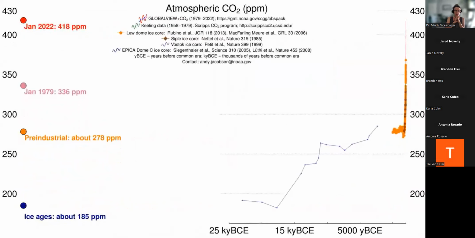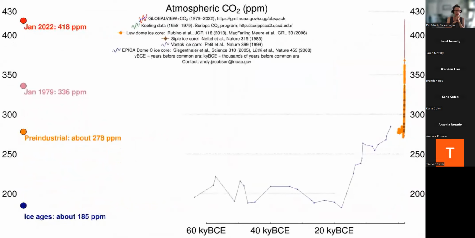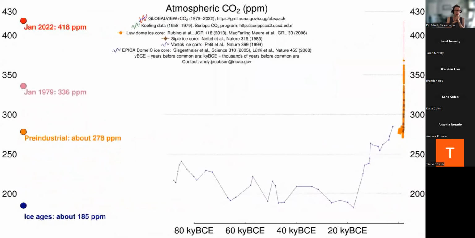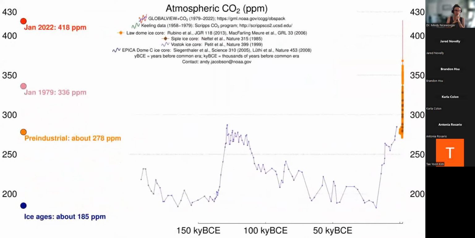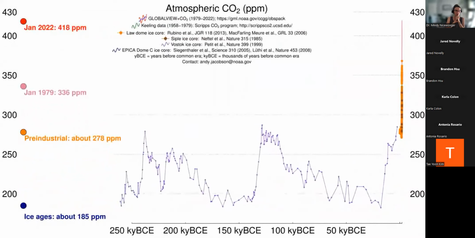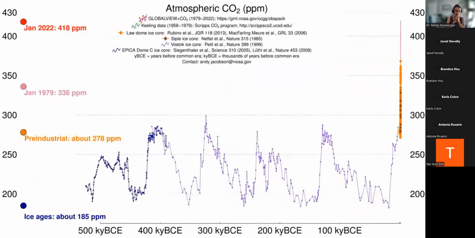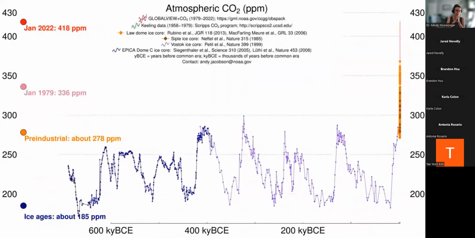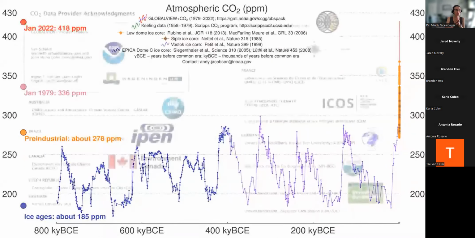Now we're going back to 20,000 years, 25,000 years, 40, 50, 60, 80,000, 100,000, 150, 200,000, 300,000, 400,000, 500,000, 600,000, 700,000, 800,000. Okay, so this is the record that you have been looking at, the ice core data.